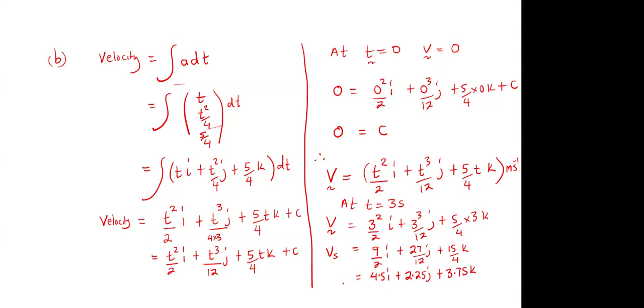Now, what are you going to find? You're going to find the speed. So we say that speed is always obtained by the magnitude of velocity. So we are going to obtain our magnitude. So the magnitude will be 4.5 squared plus 2.25 squared plus 3.75 squared. So members, kindly confirm that your speed, I want to confirm also from my side, confirm and get what your speed is.